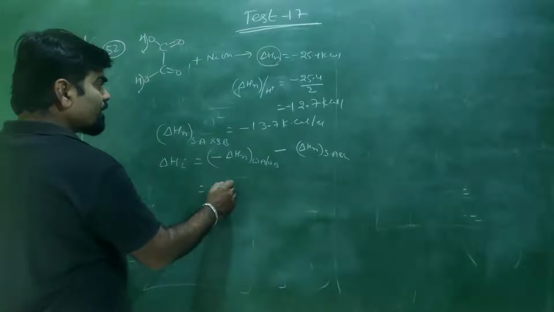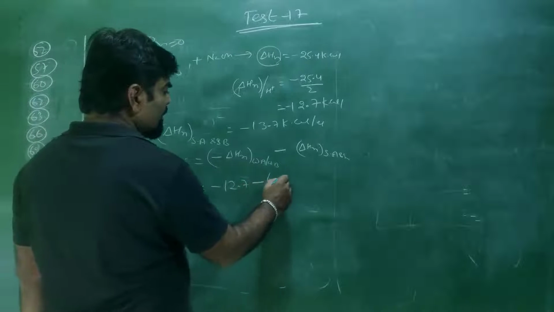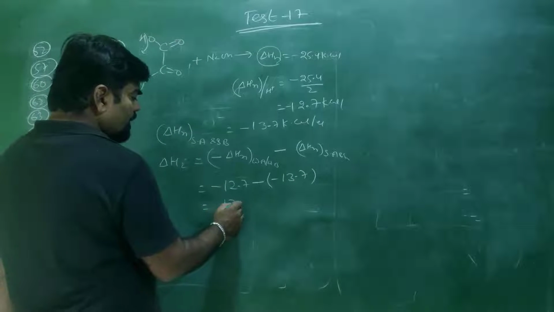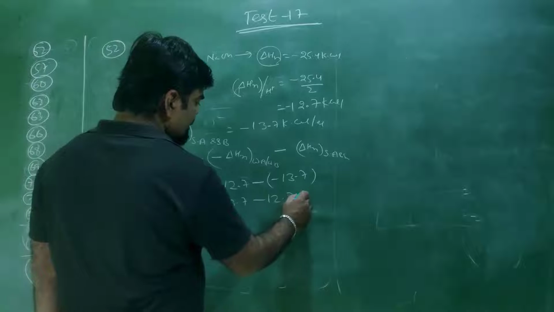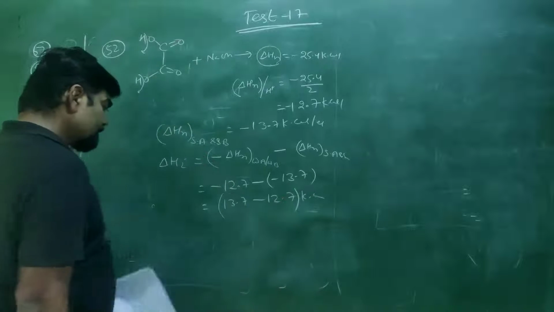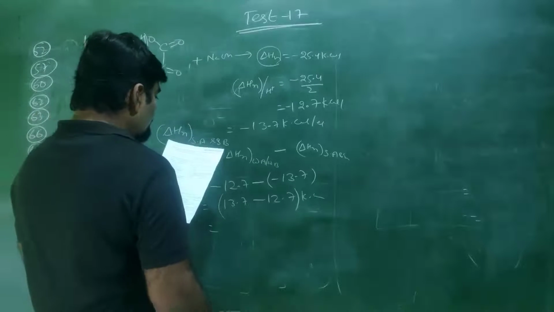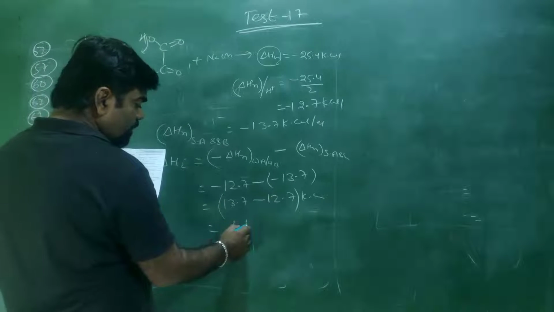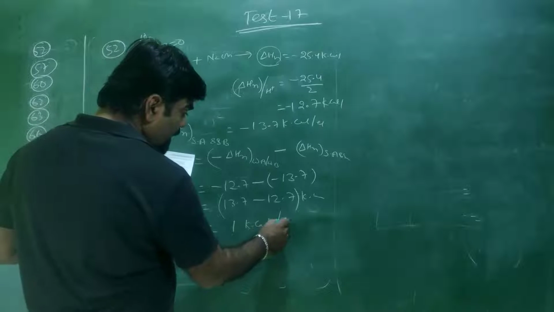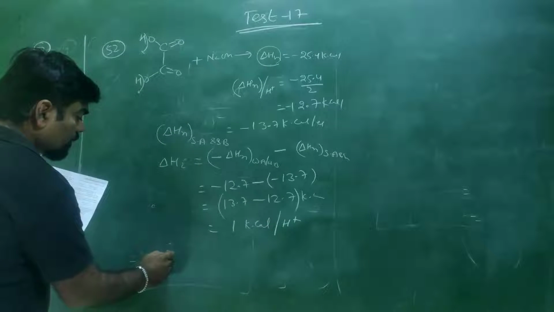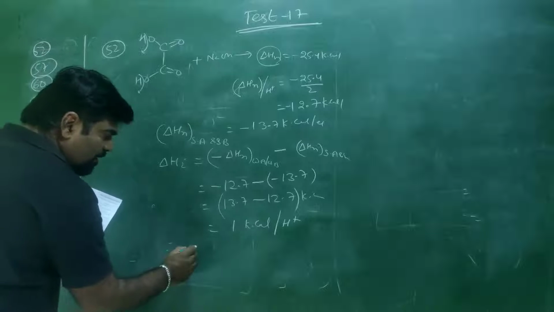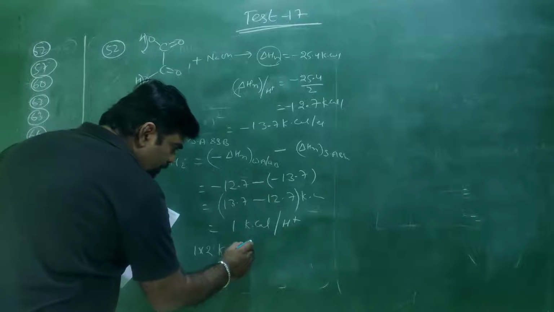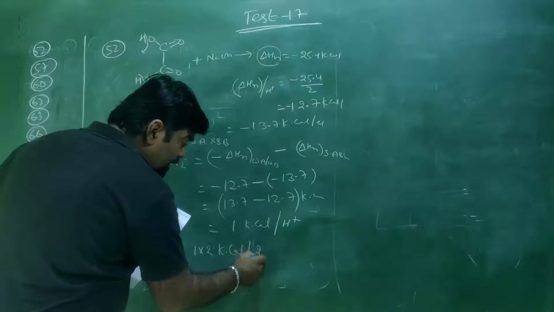So this is equal to minus 12.7 minus of minus 13.7 kilocalorie. This is equal to 13.7 kilocalorie minus 12.7 kilocalorie per mole. Whatever the value is, that is the answer. So the value is what? 13.7 minus 12.7, 1 kilocalorie approx. So 1 kilocalorie per H plus. Therefore, for oxalic acid, a diprotic acid, 1 into 2, 2 kilocalorie for 2H plus.